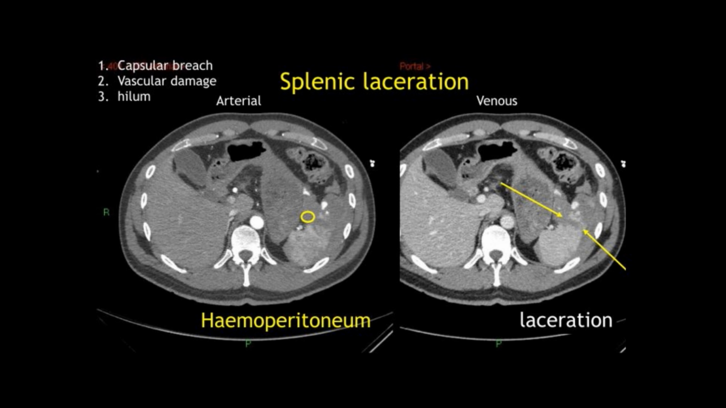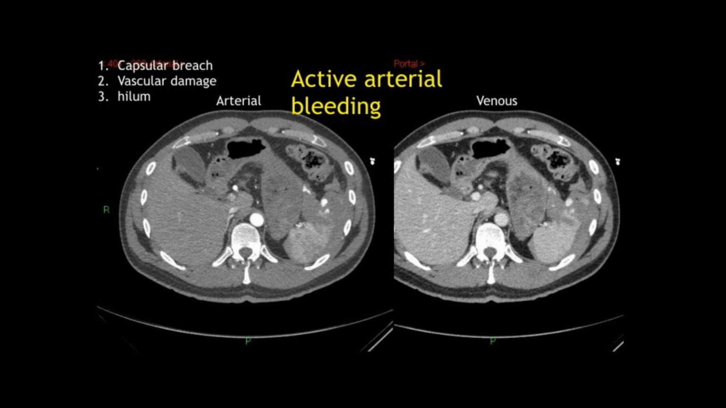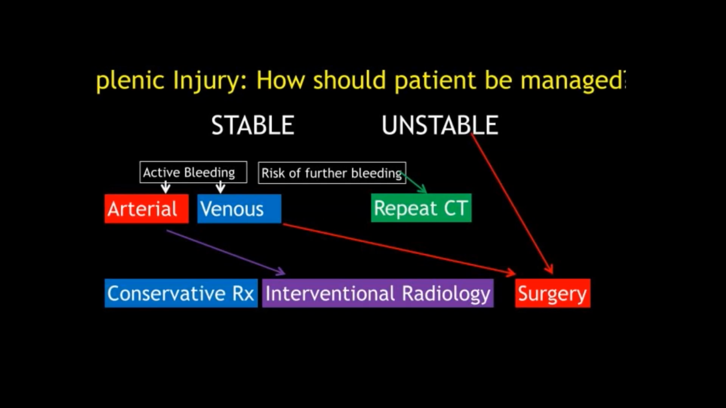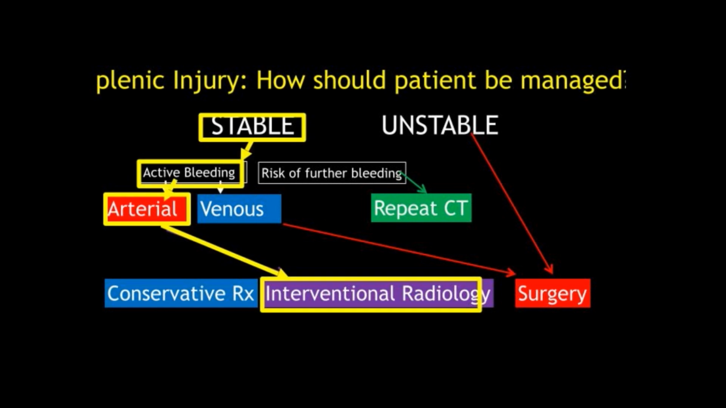First of all, you'll appreciate that he has quite a significant hemoperitoneum, and the laceration is definitely going to the splenic hilum. And then when we look at all these big blushes of contrast, he's got some pretty impressive active arterial bleeding. So where is he on this algorithm of ours?